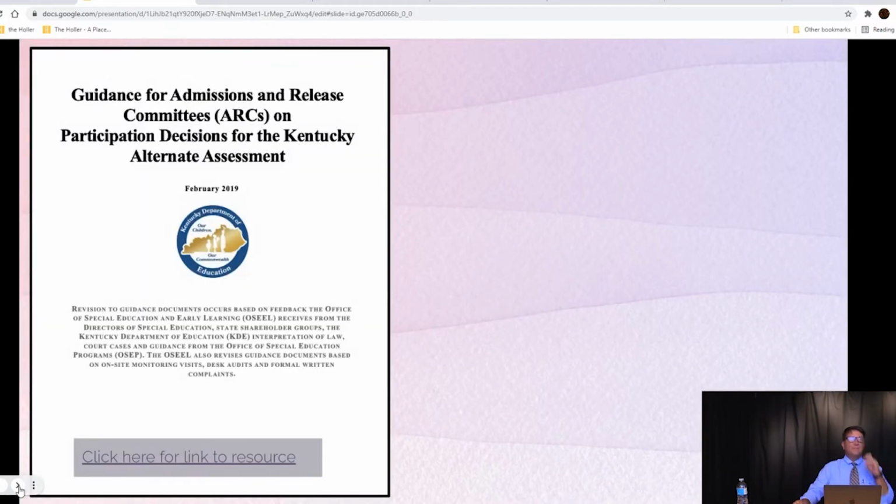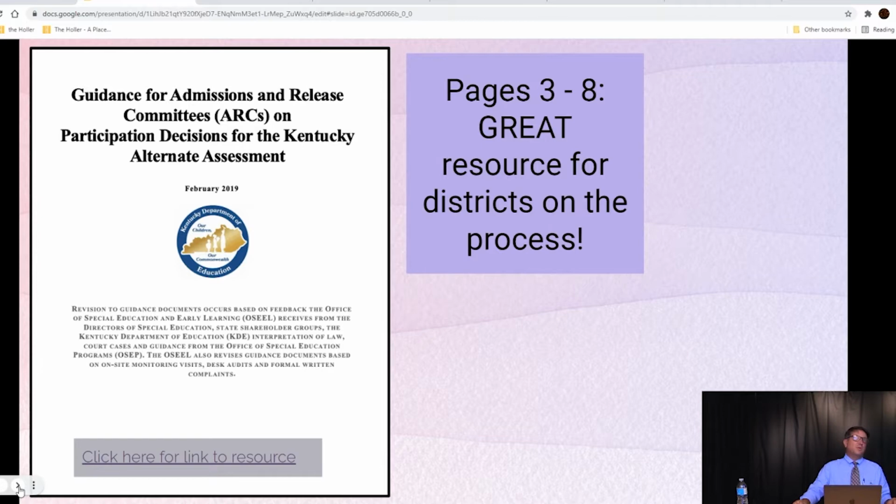And so we have of course this linked here, the guidance, and then we want to point out for you that pages 3 through 8 are a great resource for districts on the process.